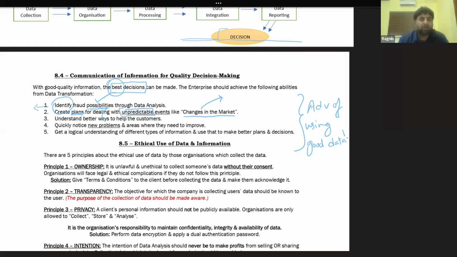Involved, available itself. Now the third one, understand better ways to help the customers. This is totally about customer satisfaction. See, if you are running an organization, you do not have the same kind of customers every day. You will have various different types of customers with different thoughts, with different needs, with different tastes. Now we have to satisfy most of them as per the business need.